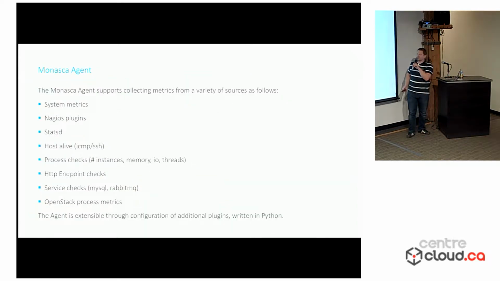The Monasca agents can interact with these metrics. On the one hand, it supports reading from Nagios plugins, reading system metrics, and doing basic checks on whether some services are running and some hosts are still alive or not. It also gets details about OpenStack service metrics. And if you are able to program Python, you can extend it to whatever you like.